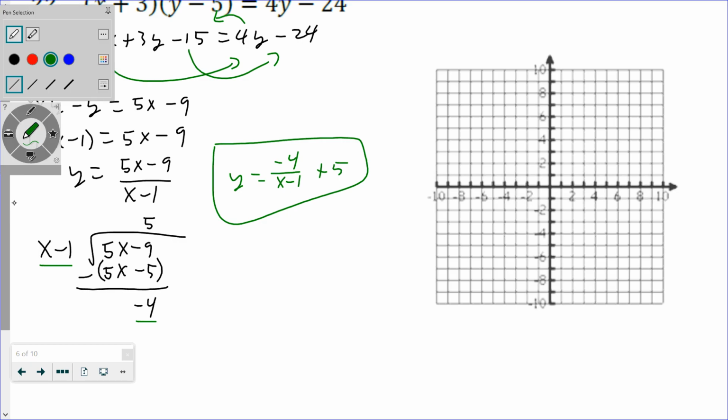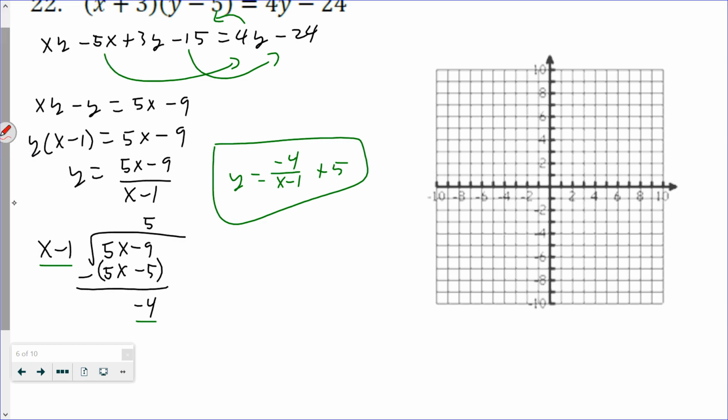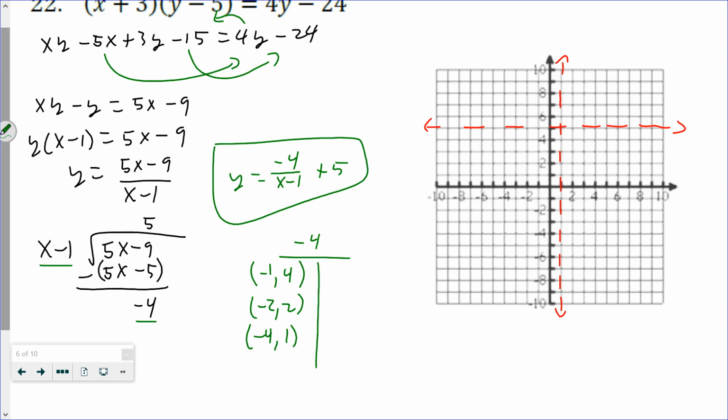So I'm going to graph it really quickly. So I have a vertical asymptote at x equals 1 right here, a horizontal asymptote at y equals 5 right here, and I have an a value of -4. So some ordered pairs of that, you have like -1 and 4, -2, 2, -4, 1. And then you can also say 1, -4, 2, -2, 4, -1.